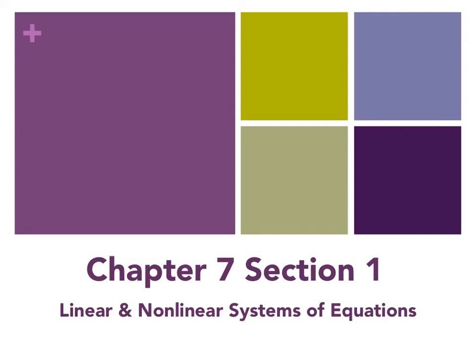Yep. All right, so again, chapter 7, section 1 is called linear and nonlinear systems of equations. This means we're going to have systems of equations that have lines, and then we're going to have systems of equations that also have other shapes, like parabolas, that kind of stuff, so you might see x squared.